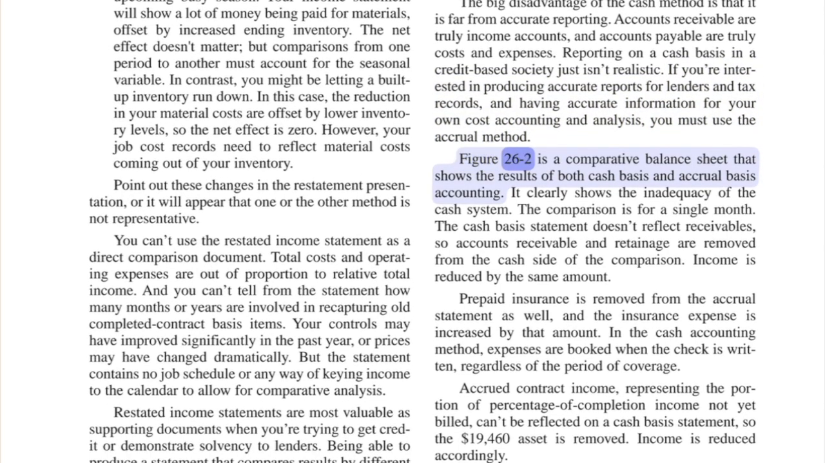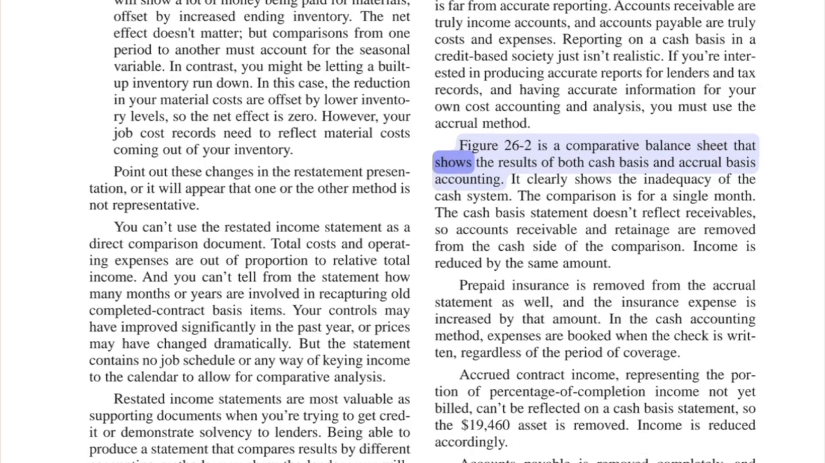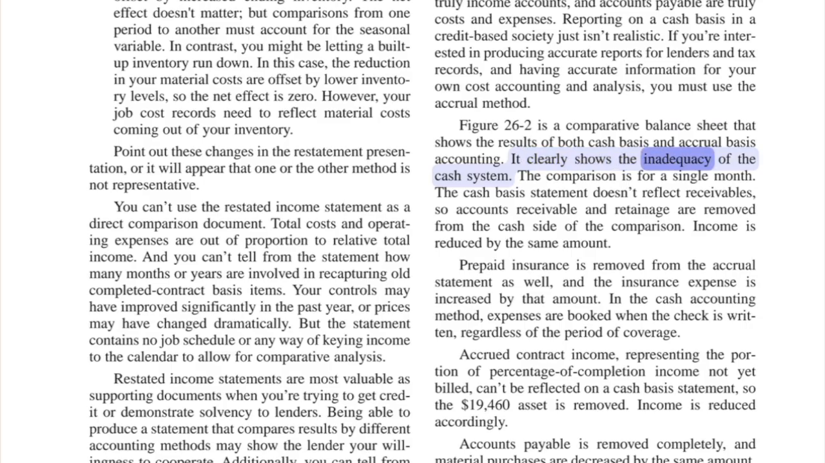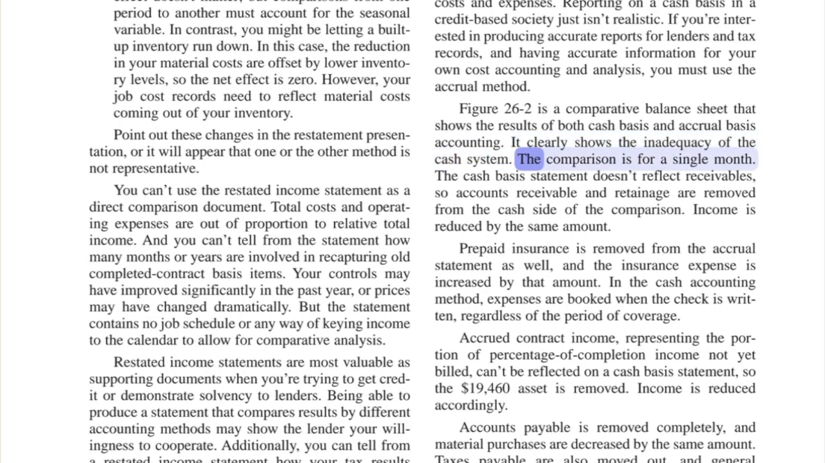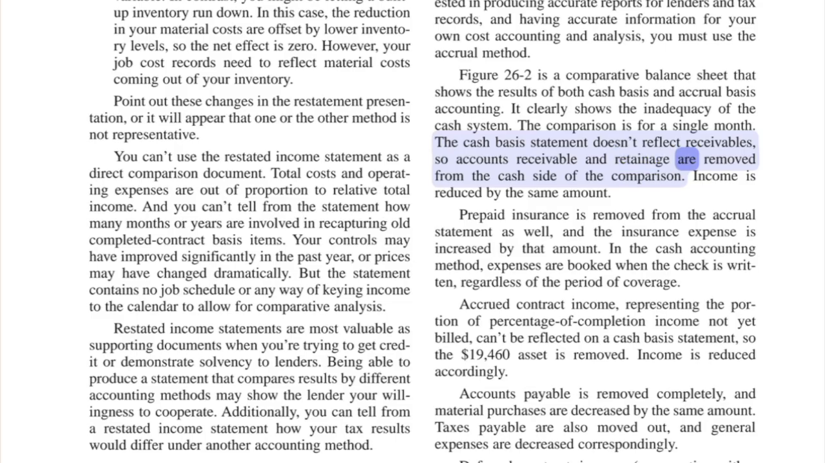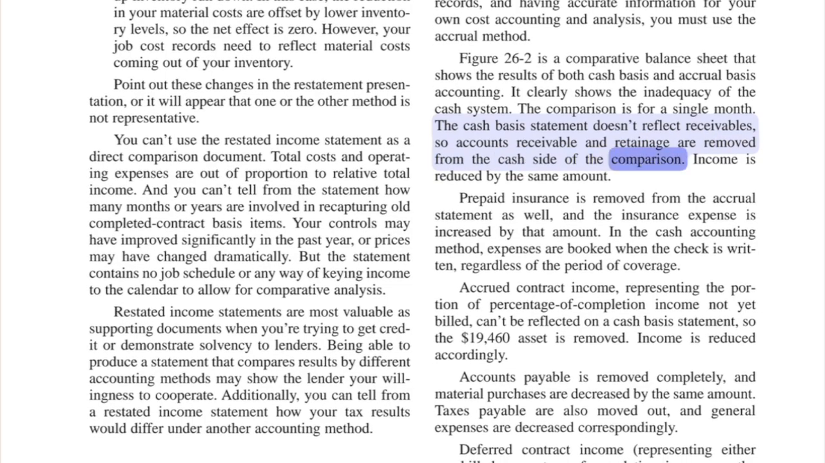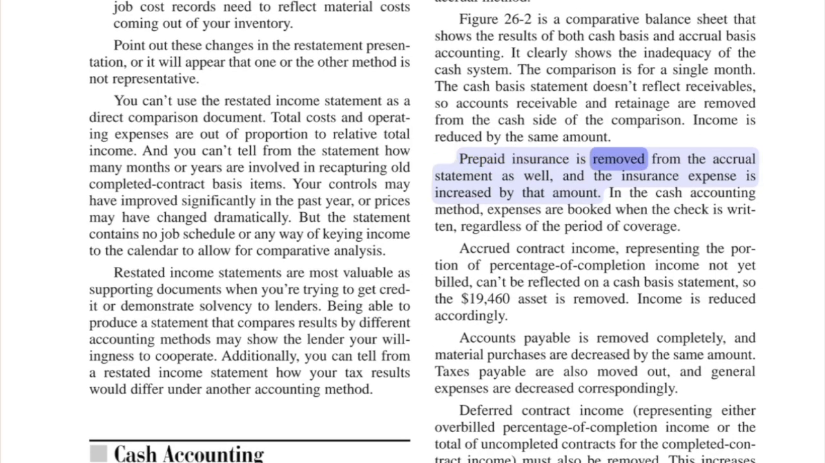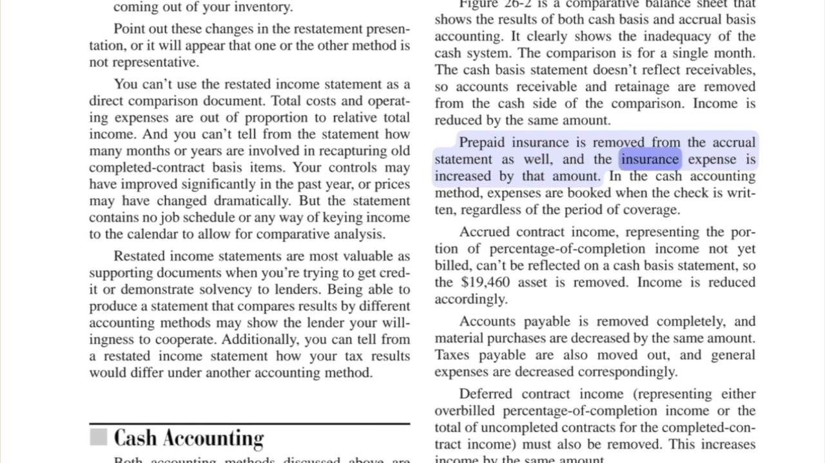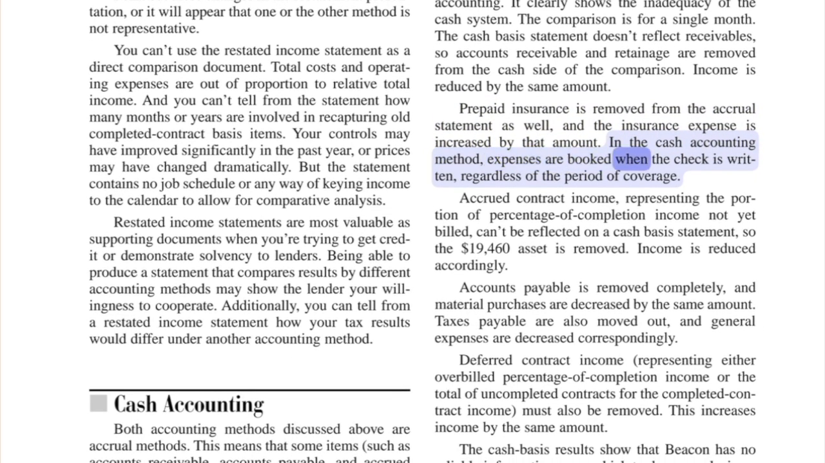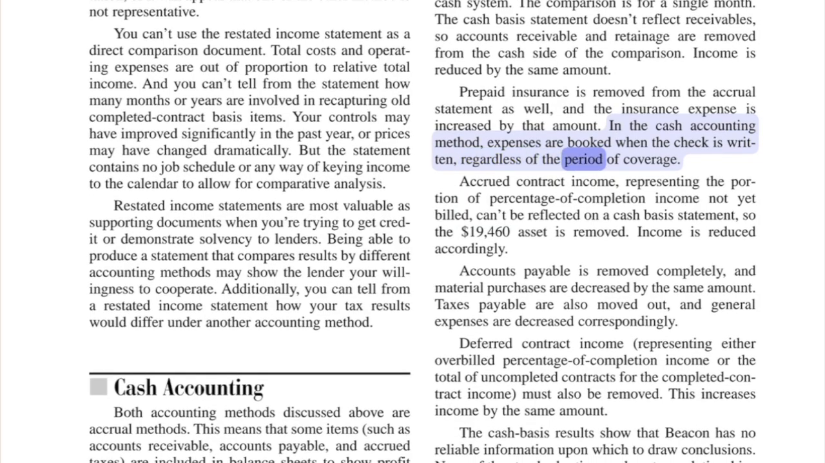Figure 26-2 is a comparative balance sheet that shows the results of both cash basis and accrual basis accounting. It clearly shows the inadequacy of the cash system. The comparison is for a single month. The cash basis statement doesn't reflect receivables, so accounts receivable and retainage are removed from the cash side of the comparison. Income is reduced by the same amount. Prepaid insurance is removed from the accrual statement as well, and the insurance expense is increased by that amount. In the cash accounting method, expenses are booked when the check is written, regardless of the period of coverage.